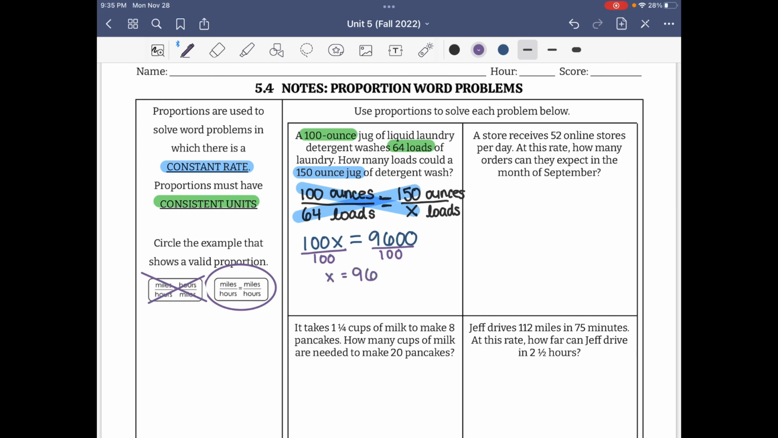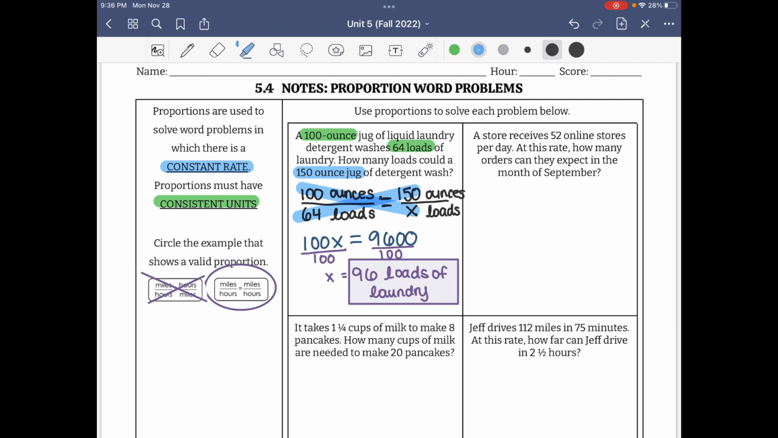But before you finish, 96 what, ladies and gentlemen? 96 loads of laundry. Don't skip out on the units, because the units are what tells us if we actually got an answer that makes sense. If 100 ounces can do 64 loads of laundry, 150 should do something more than 64, like 96.